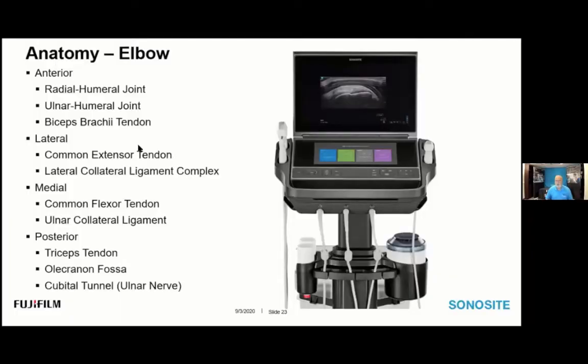Okay, with that, let's move on to the posterior elbow. Here we'll review the triceps tendon, the olecranon fossa, and we're going to look at the cubital tunnel, which houses the ulnar nerve.